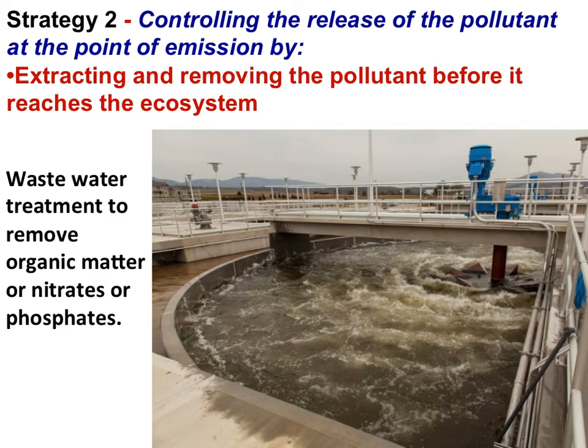Wastewater treatment plants, as you can see in this image, extract the pollutants from the water before the water reaches the river. Wastewater treatment removes organic matter or nitrates or phosphates. Now this is strategy 2, but wastewater treatment is expensive and requires cooperation among various groups in the community.